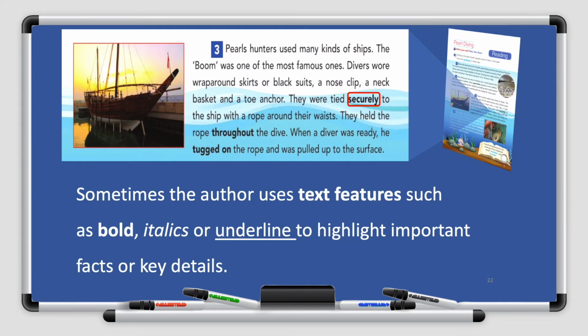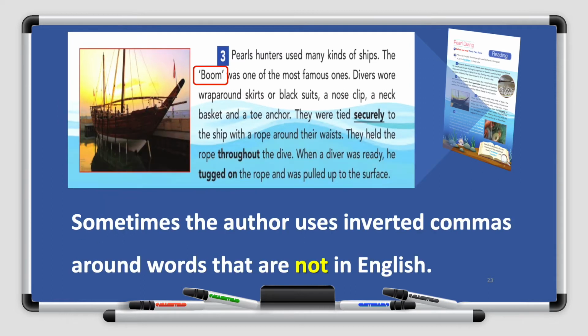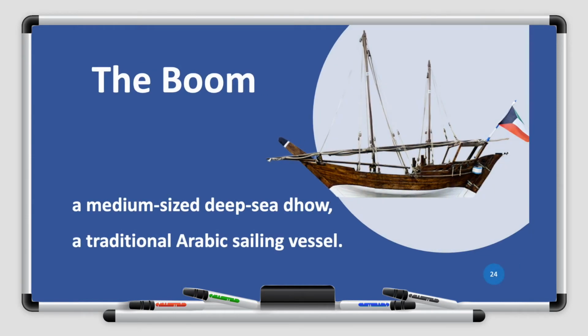Sometimes the author uses text features such as bold, italics, or underline to highlight important facts or key details. Sometimes the author uses inverted commas around words that are not in English. For example, pearl hunters used many kinds of ships. The boom was one of the most famous ones. So the word boom is not in English. The boom is a medium-sized deep-sea dhow, a traditional Arabic sailing vessel.